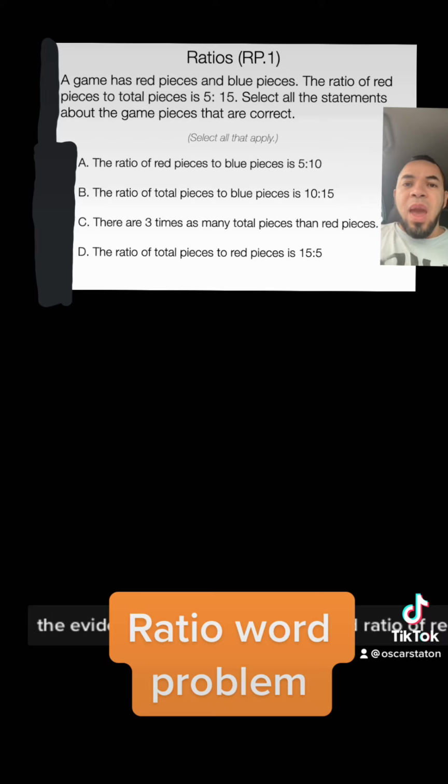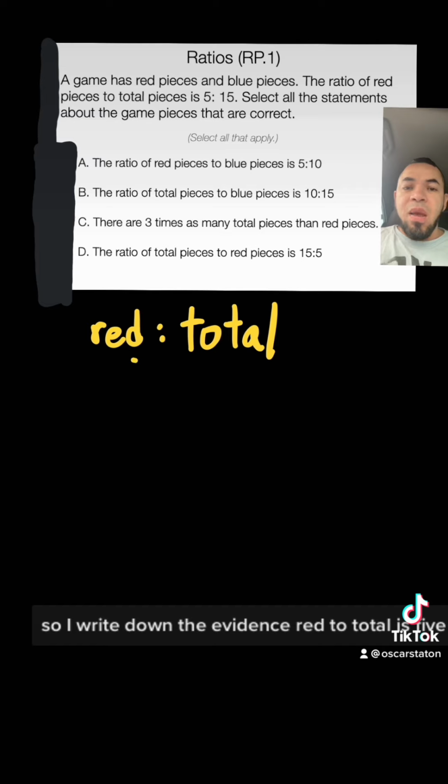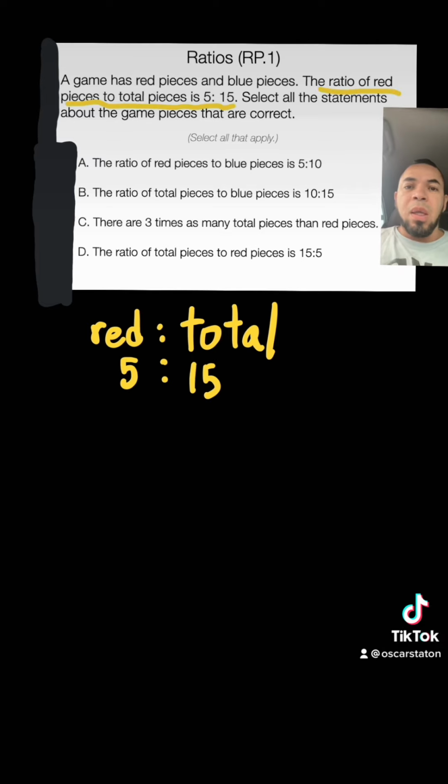The two important parts of this question are the evidence and what it's asking you. The evidence that we have is the ratio of red pieces to total. So I write down the evidence. Red to total is 5 to 15. How do I know? They told us right here in this statement. This is what you need to know.